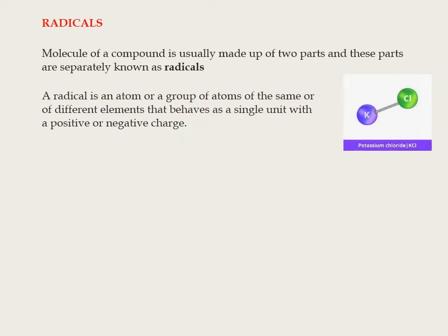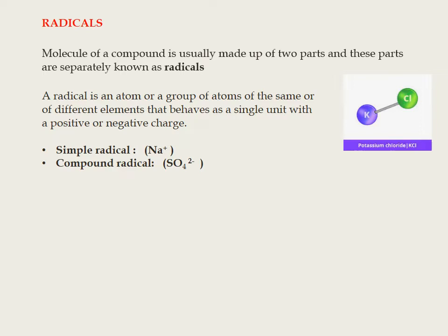A radical is called a simple radical when it is an atom only, like sodium, which is denoted by Na+, and magnesium, Mg2+. It is known as a compound radical when it is made up of a group of two or more different atoms, that is polyatomic, like sulfate SO4, made up of one sulfur atom and four oxygen atoms.